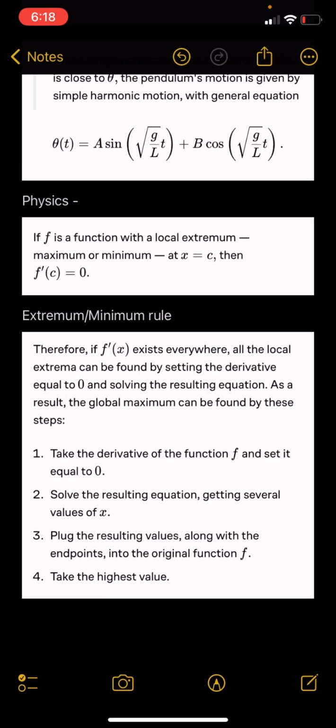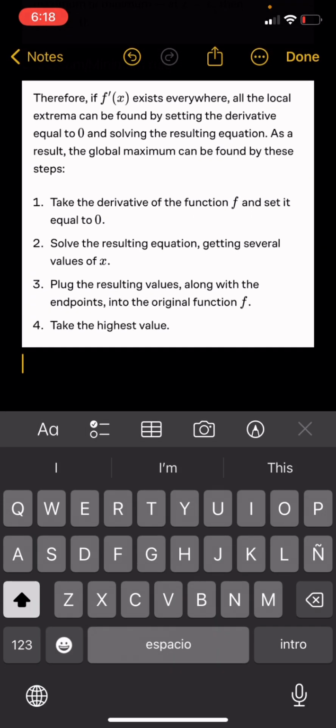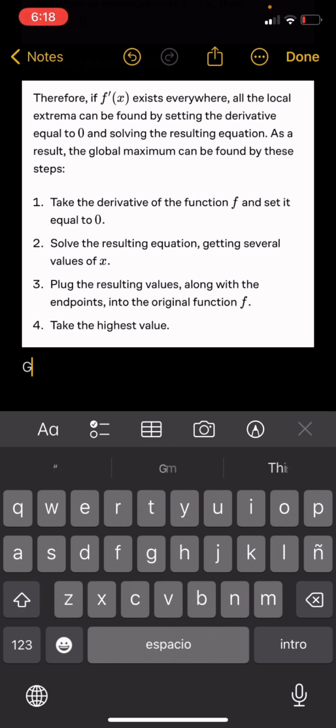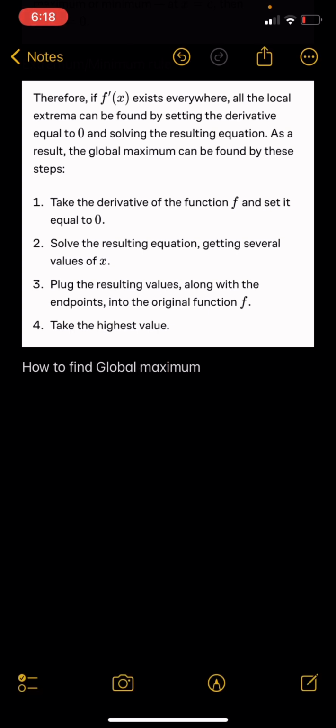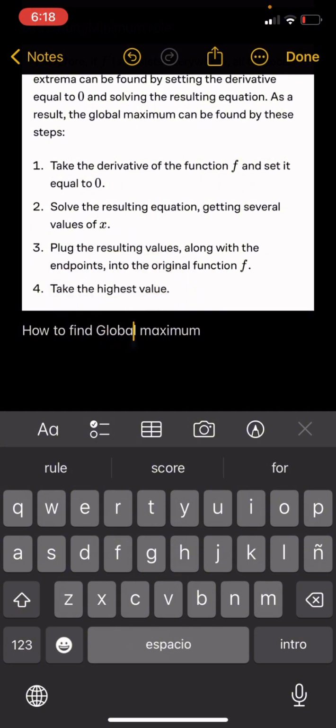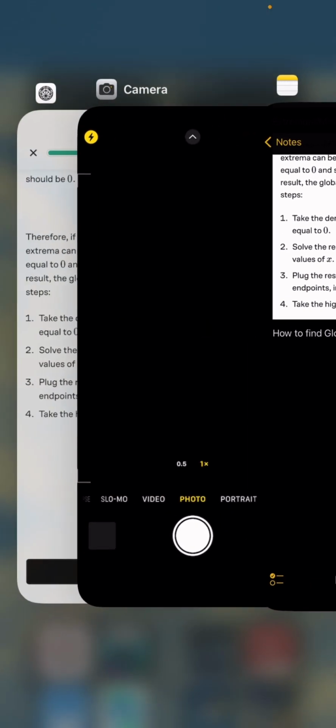Here at this. And here, how to find the global maximum. Okay, let's continue.